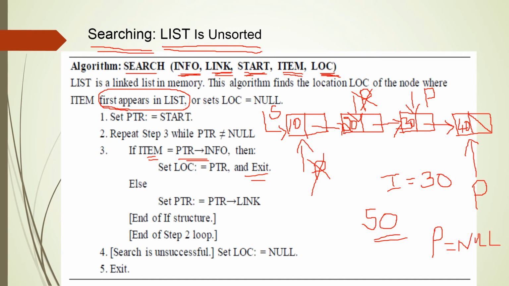And it goes to here, PTR not equal to null. This statement is evaluated as false, it goes to step number 4 and it will set the location value null. So if the search is successful, then it will return the address of the node which contains the key element, otherwise it will return a value null indicating that search is unsuccessful.